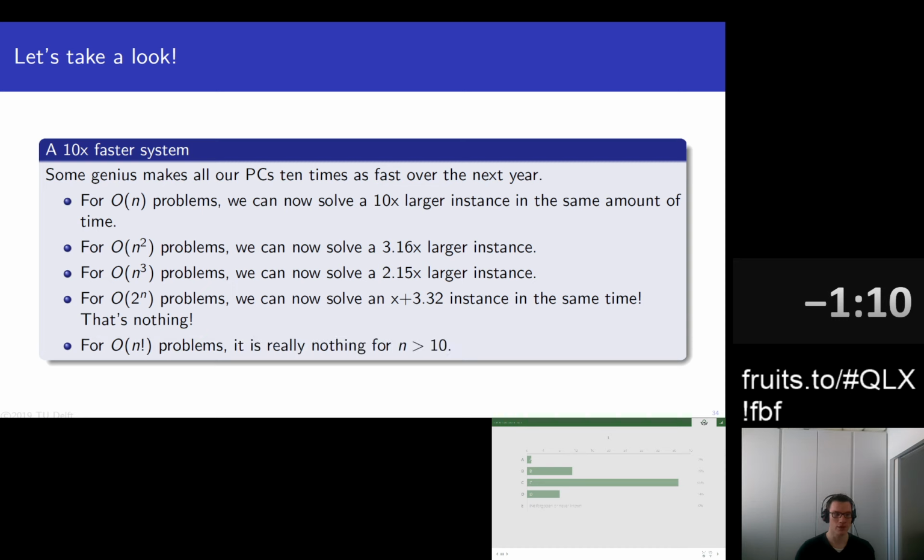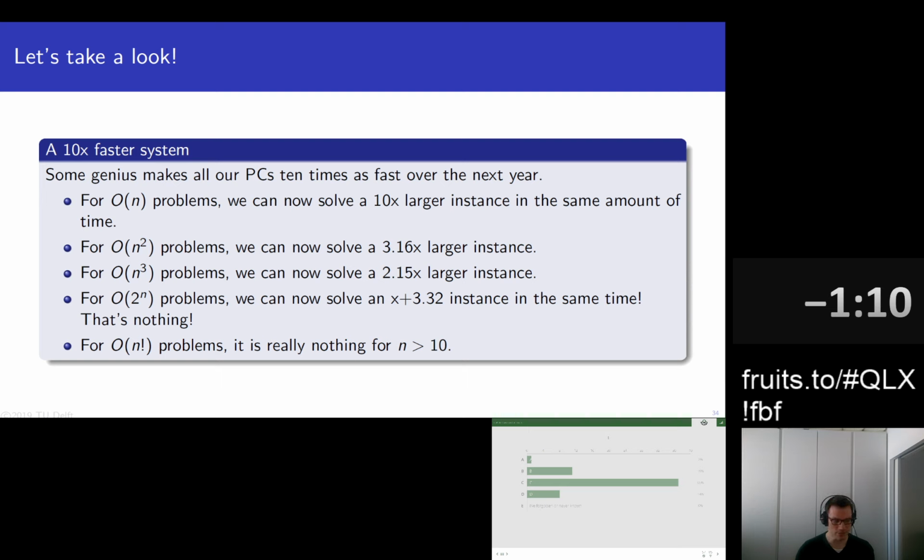For n factorial algorithms, it's even worse, right? For any n larger than 10, it's not going to make a difference at all. I'm not going to be able to solve a problem that's even 1 bigger with a machine that's 10 times as fast.